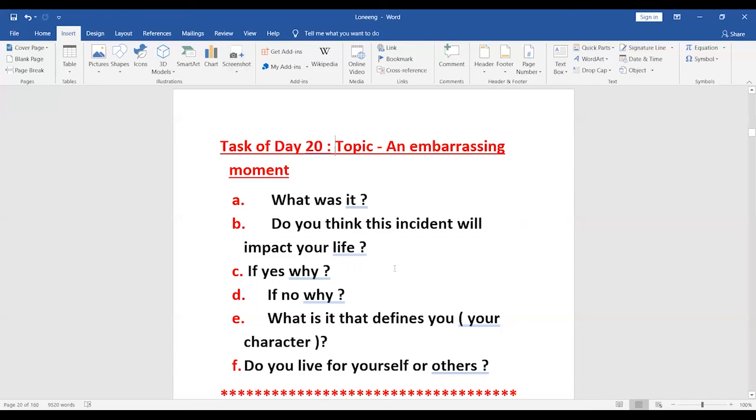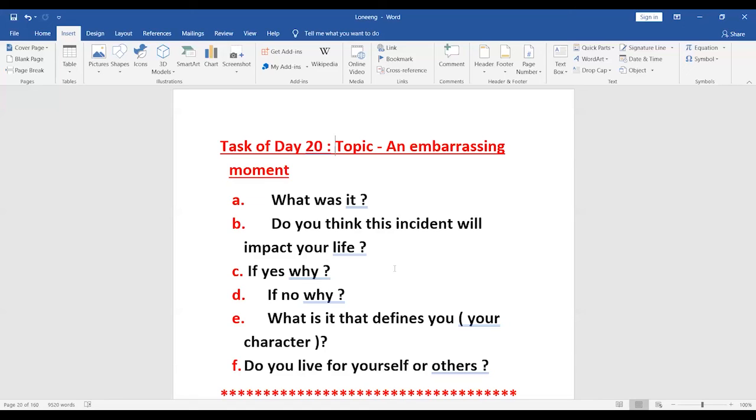Now, this is my example, but I want you to tell us an embarrassing moment. What was it? And why do you think this particular incident happened? Did it have an impact on your life? If yes, tell us the reason why. If no, again, tell us the reason why, because I would love to hear your point of view. I want to see you talking, arguing, using all the vocabulary that we have been teaching you all this while.